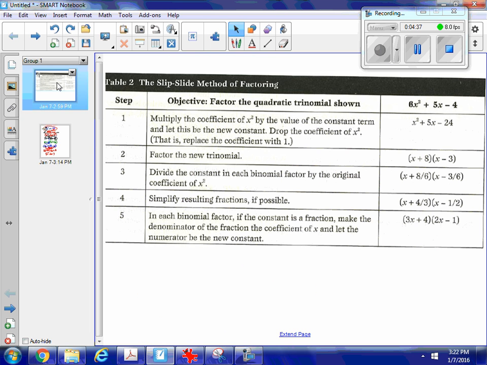And what I have for you here is a little summary with a different example, giving you the 5 steps of this process. So this is something that you can freeze, you can take a picture of, and have the 5 steps for the slip slide method of factoring.